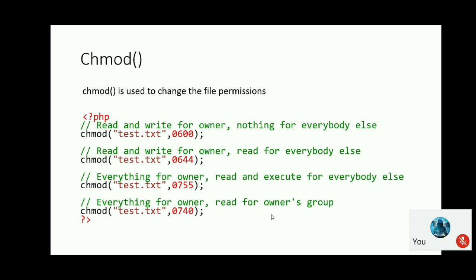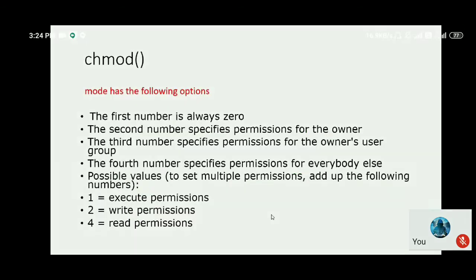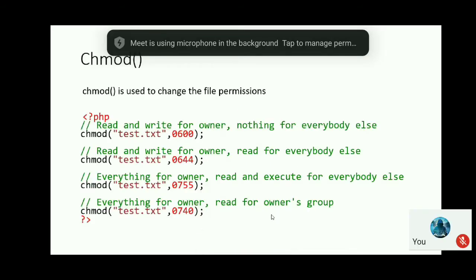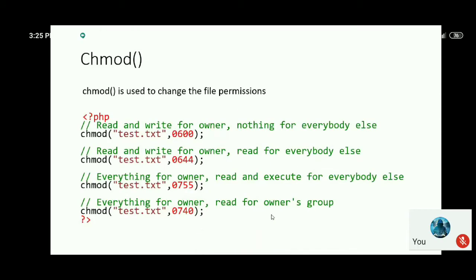Suppose I give 222. What does it mean? Owner can write, owner group can write, others also can write. But they cannot read it. Are you able to understand, Muhunda Mayapan? Others can also write it.